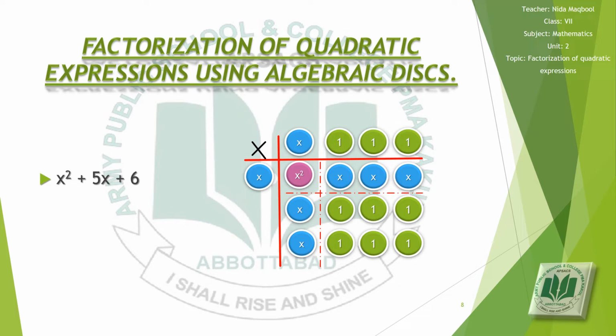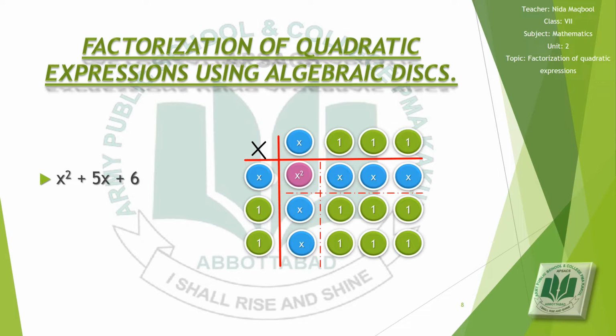Moving on to the next row, here the first disk is x and on the top x is already mentioned. Now I know 1 multiplied with x is x, so I will write 1 on the side. Similarly, 1 multiplied with 1 is 1. This means I have chosen a correct disk. Same goes for the next row. X is written on the top, so I will write 1 on the side.